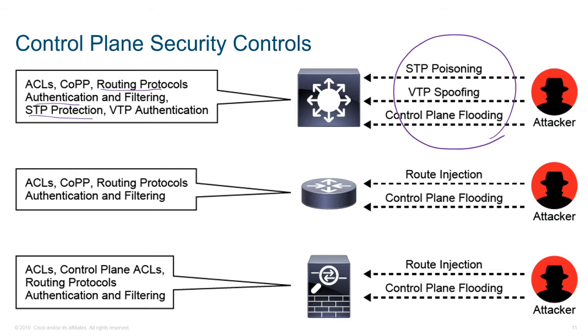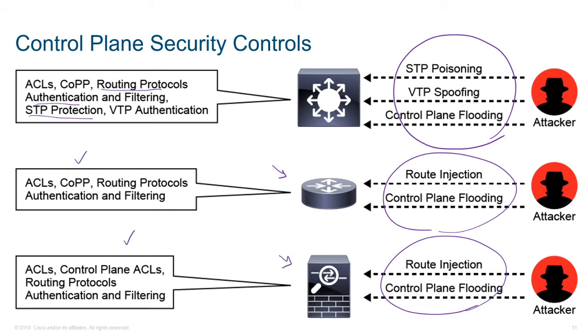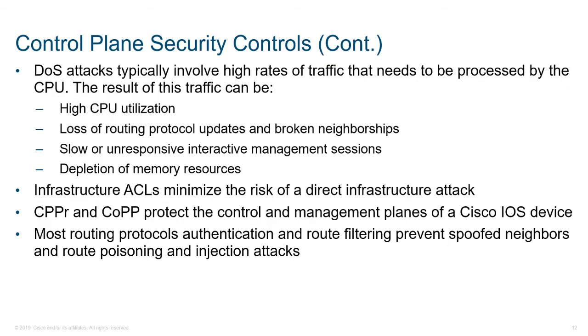A lot of these we'll look at in more detail in some of the later sections. On our routers and on our ASAs, if we want to protect against things like route injection or control plane flooding, things like control plane policing, which we can do on iOS, or control plane ACLs, which we can do on our firewalls, are just ways of protecting. Here are some examples of some of the other things that we can protect against.